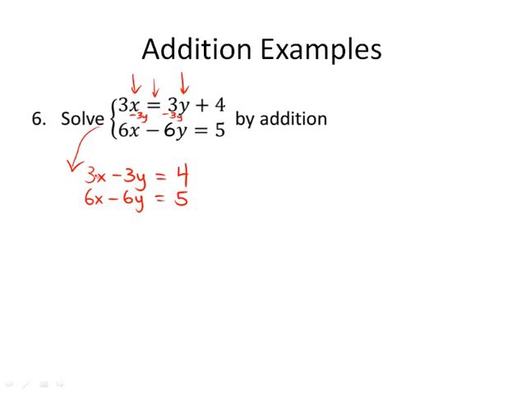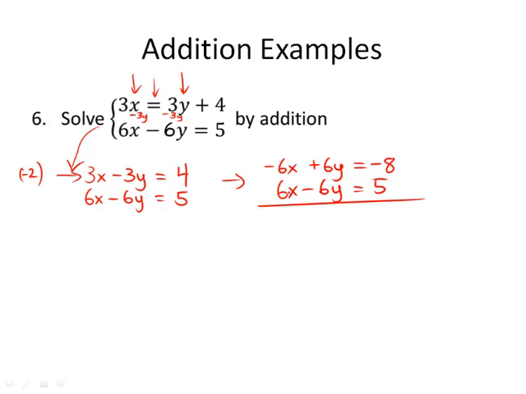So let's try and eliminate the x. In doing so, we want to multiply the top by a negative 2. That results in negative 6x plus 6y equals negative 8. And the bottom equation stays the same, 6x minus 6y equals 5. Let's add those up. Whoa, we get 0 again on the left, and on the right we get negative 3. In this case, these are not equal, and so this is an example of having no solution.